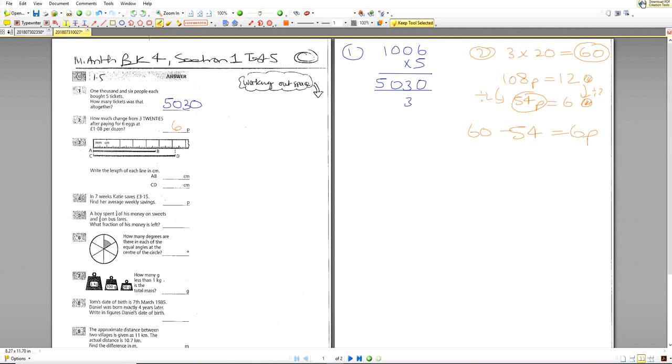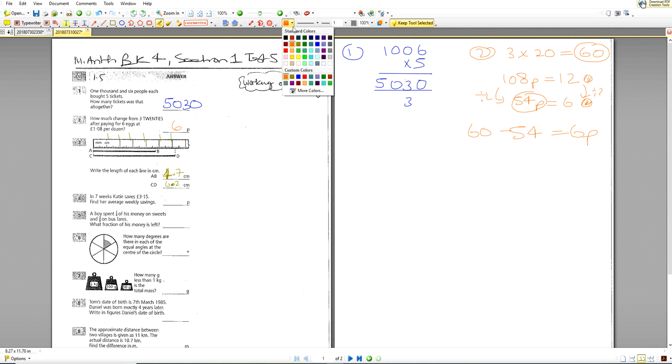Okay, question number 3. Write the length of each line in centimeters. The first one we have 1 centimeter, 2, 3, 4, and that's 4.7. The next one, C to D. So you got 1 centimeter, 2, 3, 4, 5, 6, and then 2 little extra notches, 6.2. Okay, lovely. Right, next question.